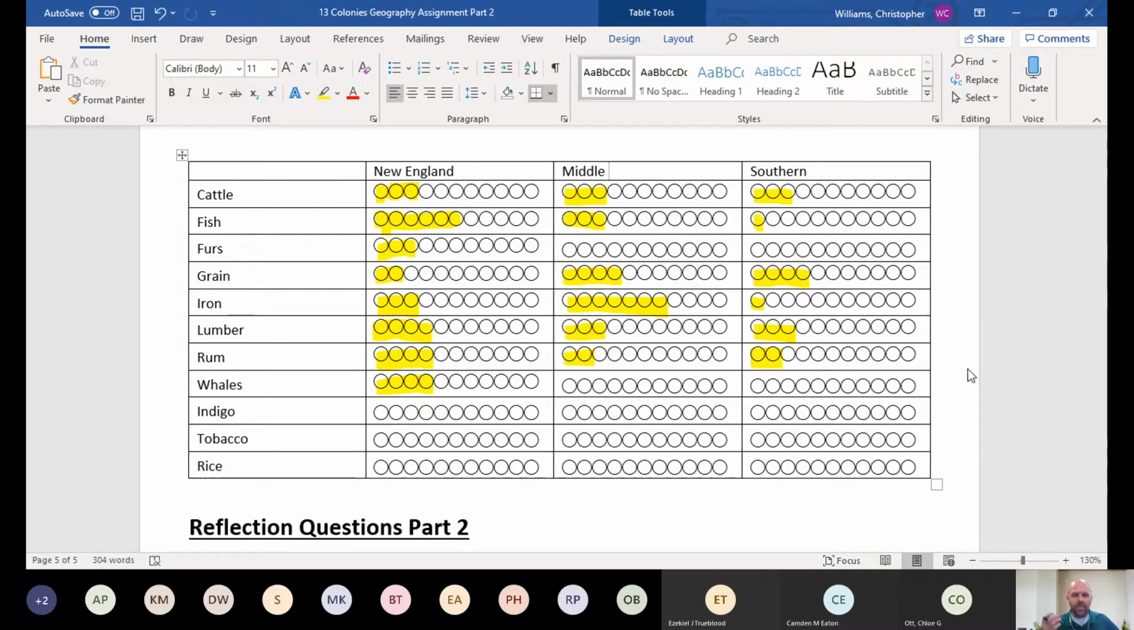Indigo, again, is a crop that has a bluish purplish tint to it when you break it down, and you can use it to dye clothing. What about indigo? 3.